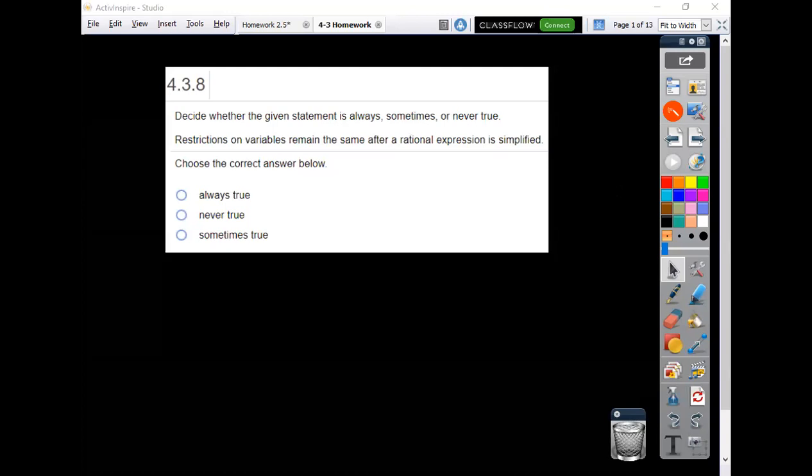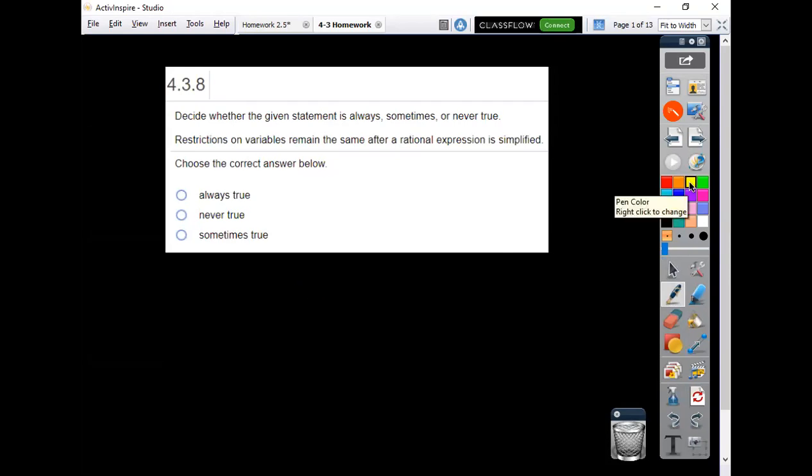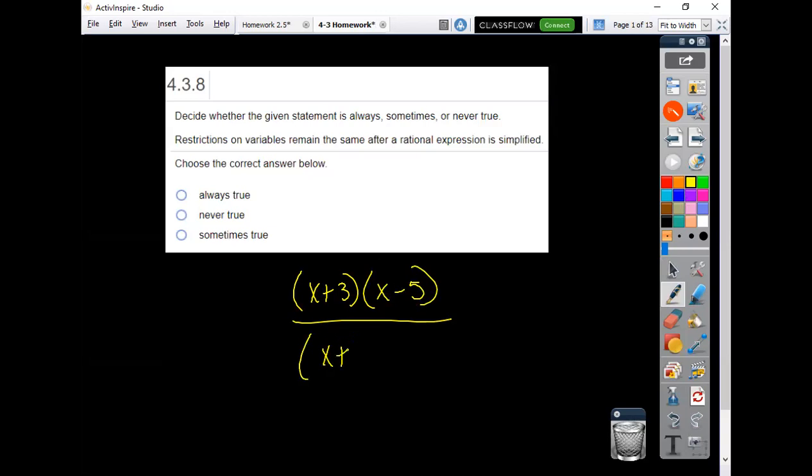So, well, the restrictions, that's kind of a tricky question. After it's simplified, the restrictions are still the same, but I think what they're getting at in this question, remember we've looked at other problems like this. If I had x plus 3 and x minus 5 here, but in the denominator had x plus 3 times x minus 7, the restrictions in this problem are that x cannot be negative 3 and x cannot be 7 here.